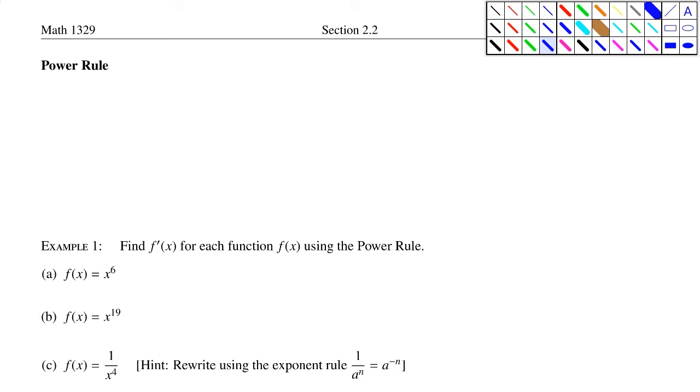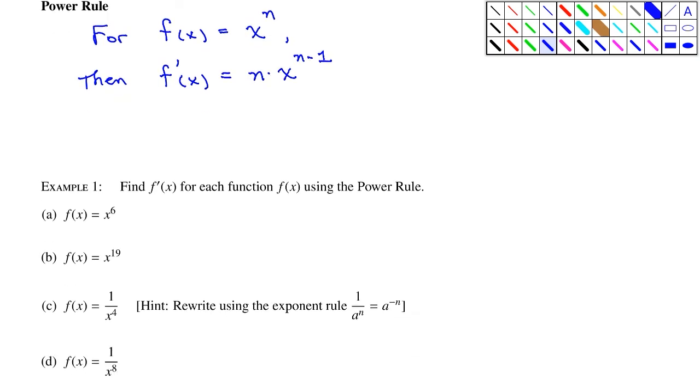The first rule we're going to learn is the power rule, and it says for f of x equal to x to the n power, then the derivative, f prime of x, is equal to n times x to the n minus 1. So in other words, in order to take the derivative of x to a power, you bring the power down to the front and multiply that by x raised to 1 less than the original power.